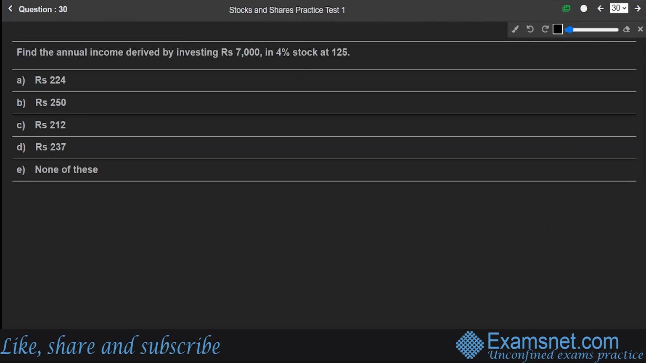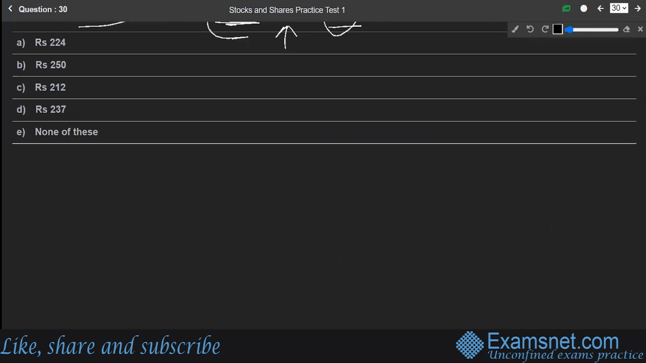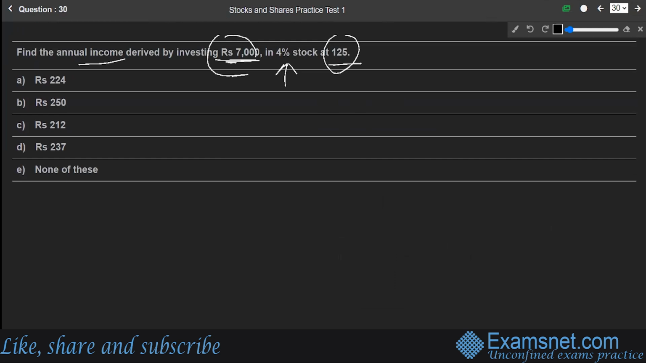Now, find the annual income derived by investing rupees 7,000 in 4% stock at 125. The market value of each share is 125 rupees. The amount invested is rupees 7,000. And how much is each share offering? It is offering 4% stock, that is 4 rupees on 100 rupees face value.